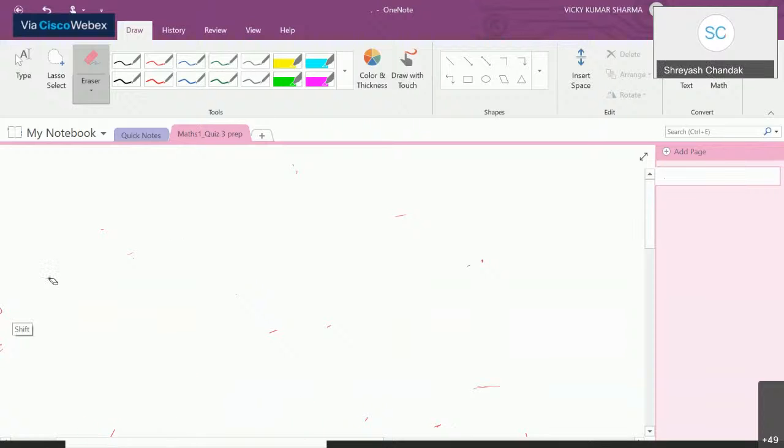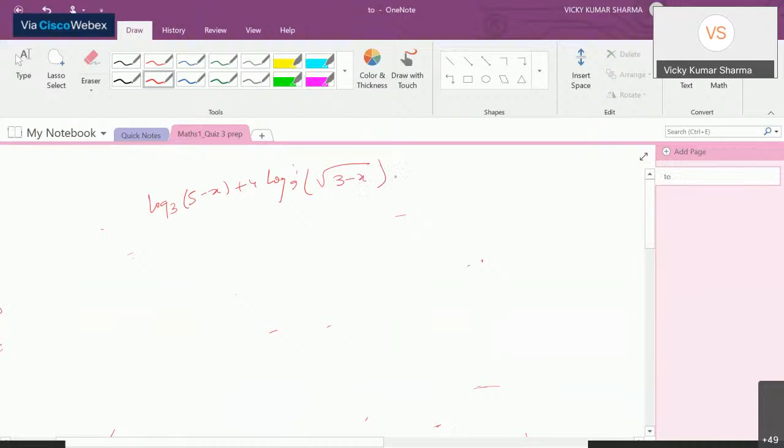So here what we can do is, it's given to us log 3 (5 minus x) plus 4 log 9 of root over (3 minus x) is equal to 1, and x is lesser than 3. This is something given to us, right? Right. So did you see the mock solution?